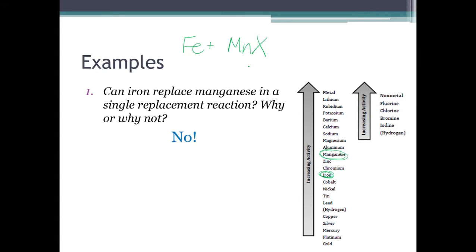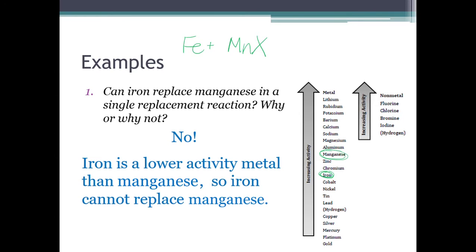And the answer is no, because iron is a lower activity metal than manganese, so it can't replace it. If we mix these two things together, they're just going to stay put. We're not going to have iron coming in and kicking this other metal out. Nothing will occur. So instead of trying to balance charges and balance reactions, if we were given something like this, we would just say, no reaction, nothing happens.